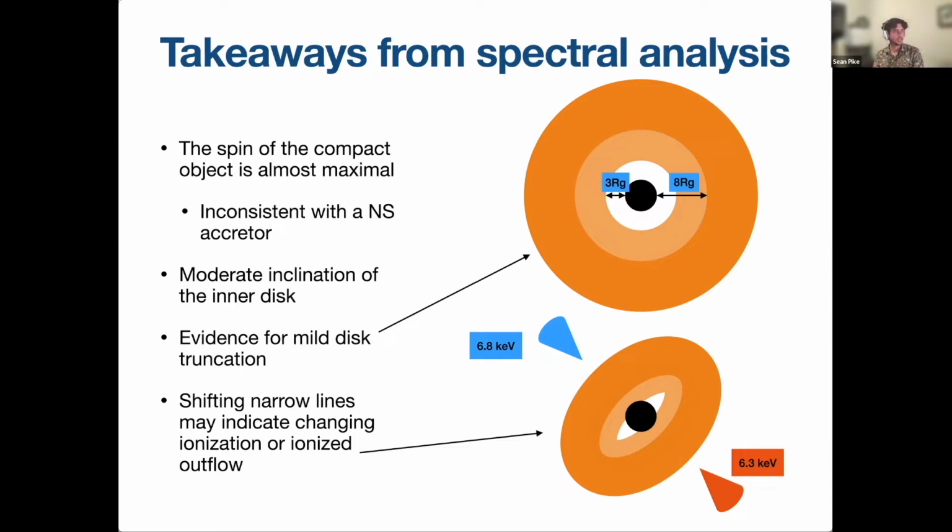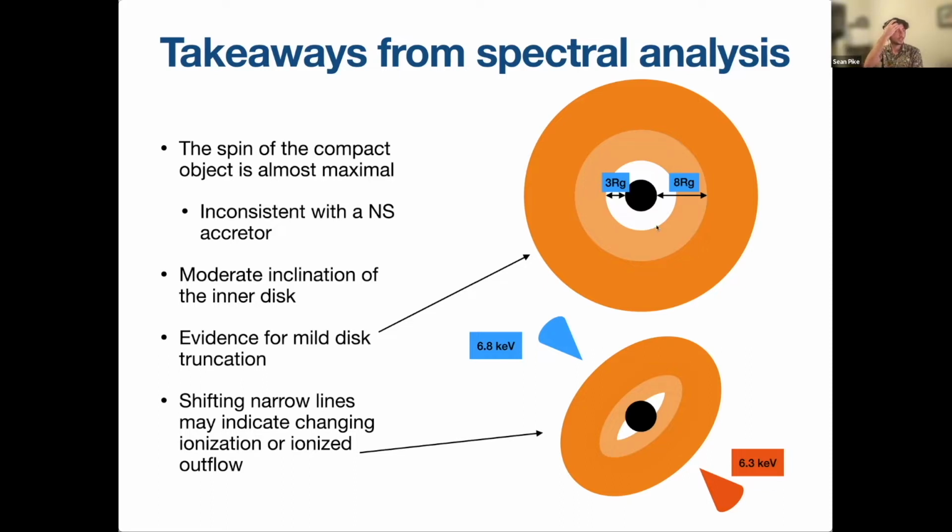We find moderate inclination of the inner disk. The reason this is important is because we saw that low apparent luminosity. One easy way to deal with that would be to say, oh, well, it's a high inclination, so if we just account for that, then the actual luminosity is higher. But the inclination that we found is only a little less than 30 degrees. Of course, we know that the inner disk inclination might be different than the inclination of the system itself, but absent evidence on the system inclination, we don't see evidence for high inclination.